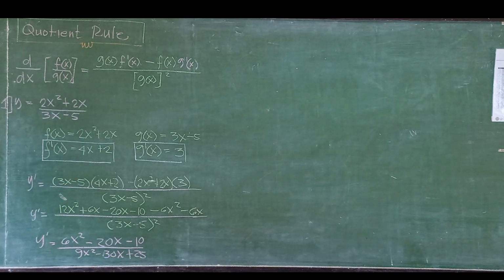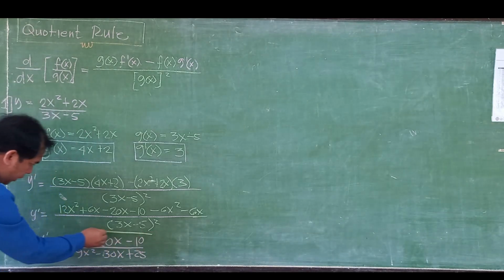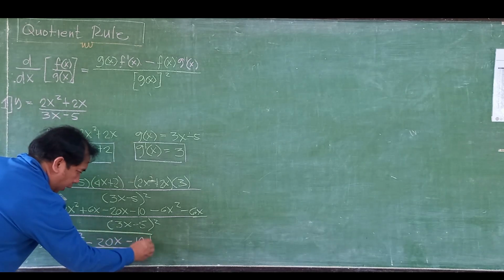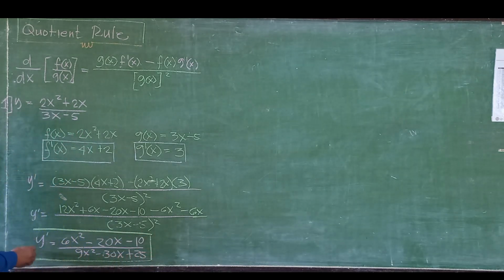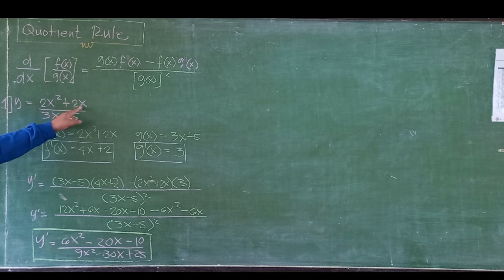As you notice, you cannot have the common factor. And so if you do not have the common factor, then we might say that this is the final answer. This is the final answer of the given problem, that is the same as the derivative of the quotient of 2x raised to 2 plus 2x over 3x minus 5. And so that is the derivative we have in here.